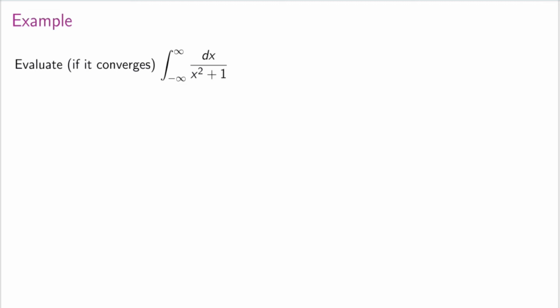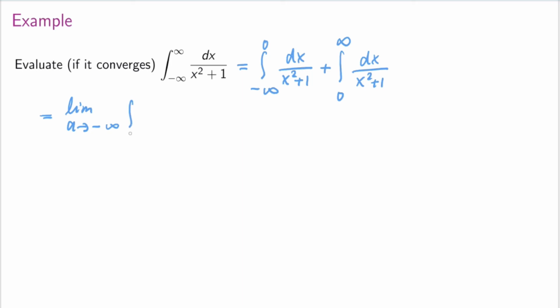Evaluate if it converges: the integral from minus to plus infinity of dx divided by x squared plus 1. The idea was to split it first into 2 bits, so I write it from minus infinity to 0 of dx over x squared plus 1, plus the integral from 0 to infinity. See, I did use c equal to 0 here. And then each of these integrals I write as a limit. So the first one is the limit a to minus infinity of the integral from a to 0, dx divided by x squared plus 1. And the other is the limit b to infinity of the integral from 0 to b, same function.